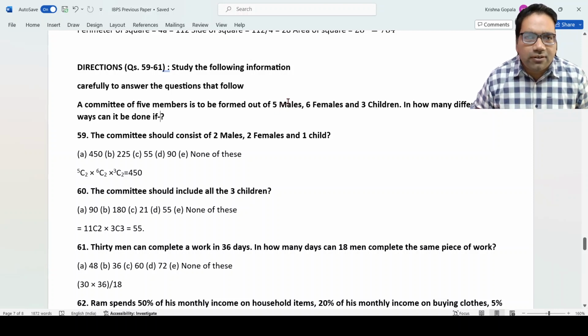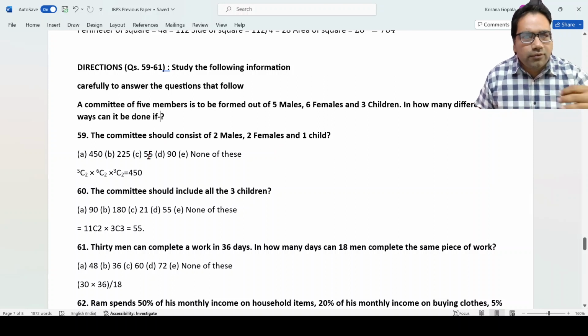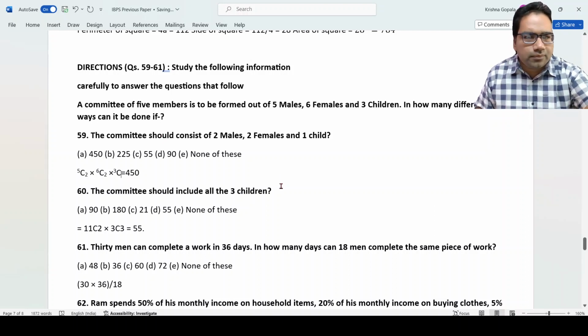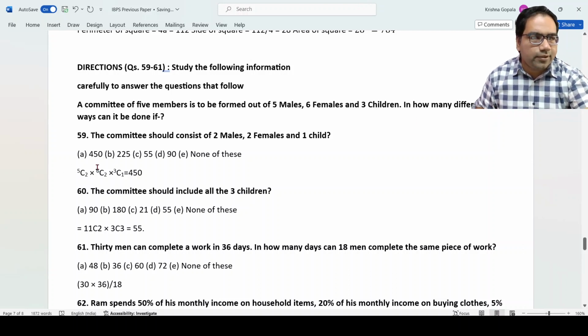Right, these are five males. Of these five males, we have to pick two males, which is 5C2. And out of six females, we have to pick two females, which is 6C2. And out of three children, we have to pick one. Okay. Of three children, we have to pick one. So 5C2 into 6C2 into 3C1.